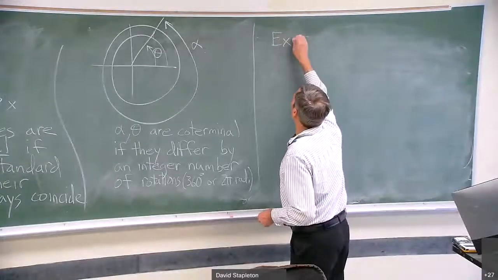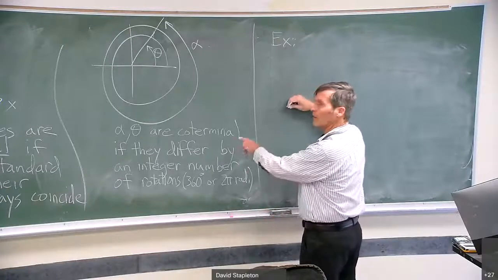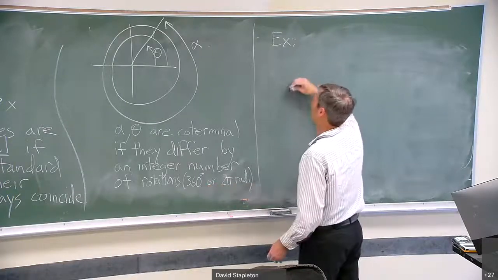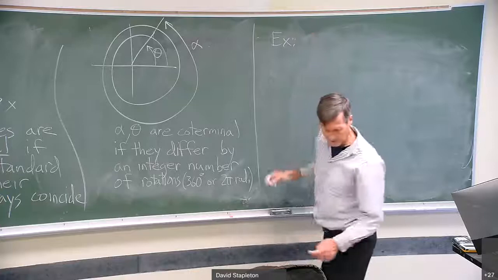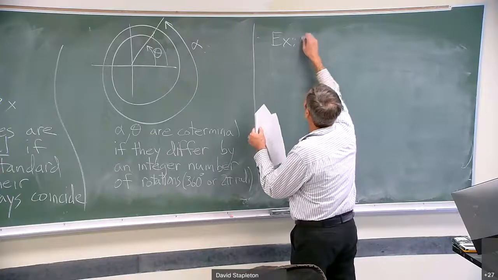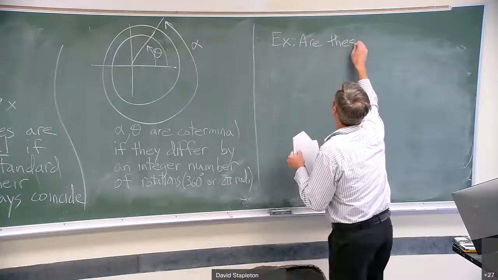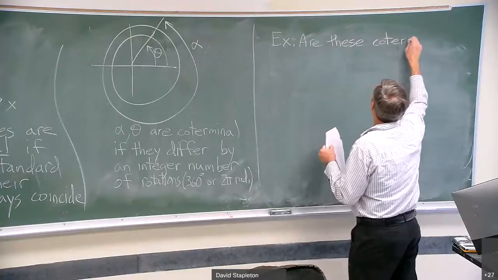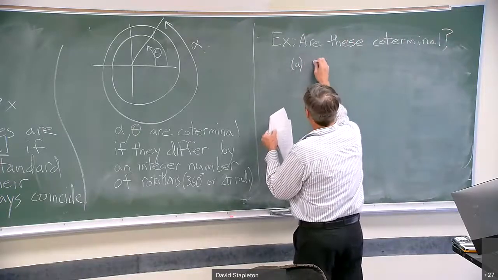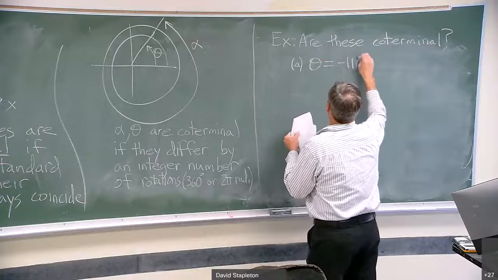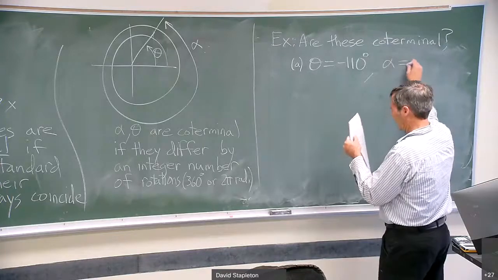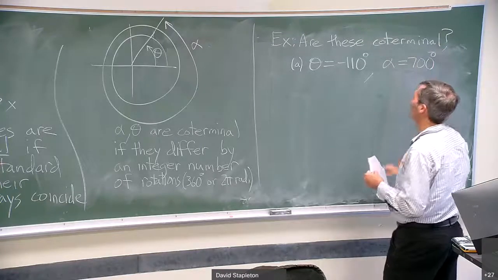So we have problems like this. Here's how you tell if angles are coterminal. You just take the larger one minus the smaller one and see if it's a multiple of 360 degrees if it's degrees, or 2 pi radians if it's radians, right? So suppose I gave you this one. Here's off the sheet here. Are these angles coterminal? Suppose theta equals minus 110 degrees and alpha equals 700 degrees. Are they?